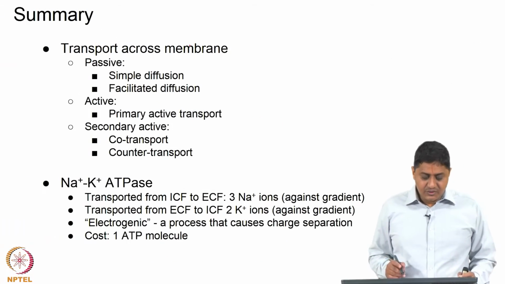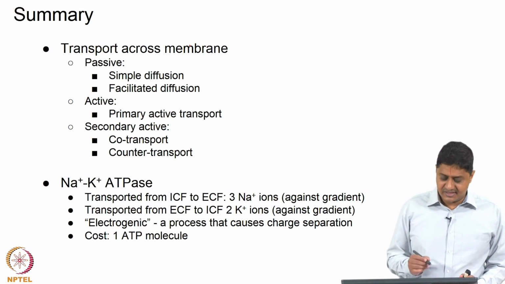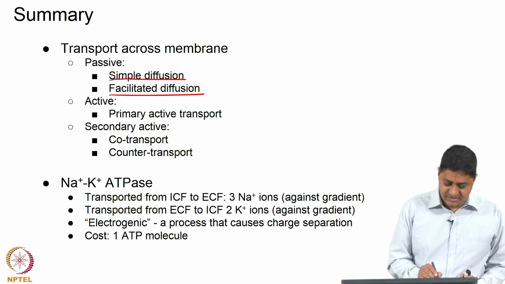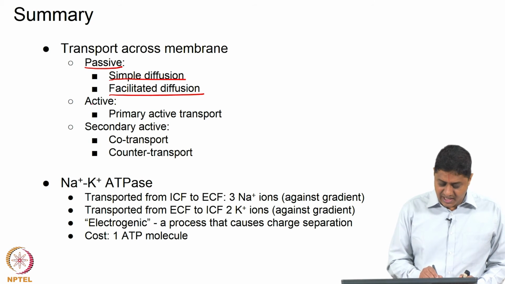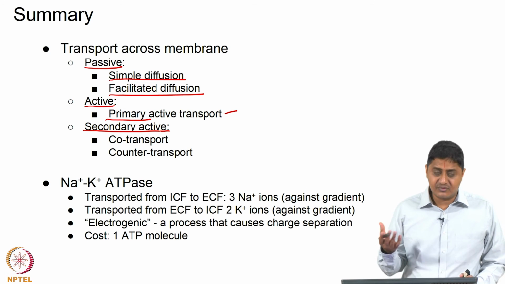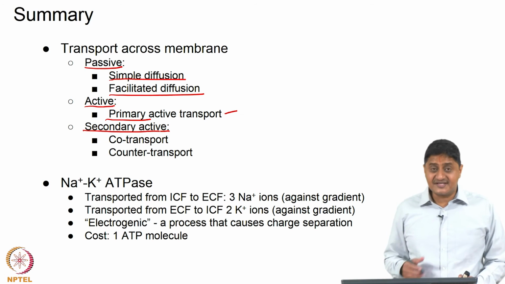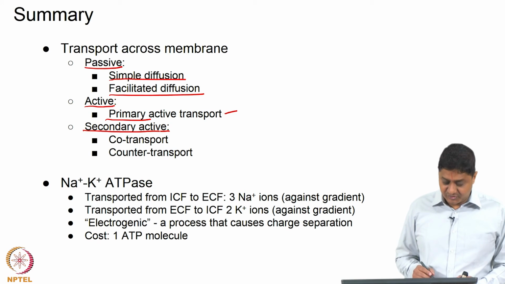Right. So, in summary, what we have seen in today's class is that transport involves simple diffusion and facilitated diffusion, which together can be called passive processes, and then there are active processes, of which there are two types. There is primary active transport and secondary active transport, and there are two types of secondary active transport.